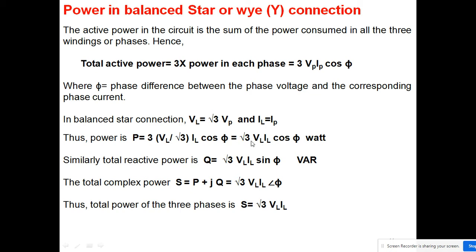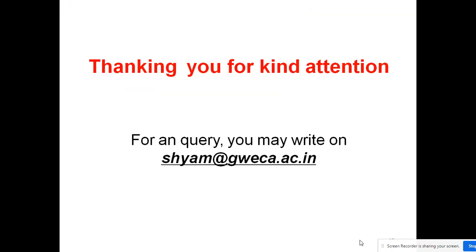So the active power is root 3 VL IL cos phi, and the total reactive power becomes root 3 VL IL sin phi, measured by the voltage and current. Then the complex power is the real power P plus j times the reactive power Q, so the total power of the three phases becomes this. This is the whole story of our balanced three-phase circuit and the power relations between line and phase current and voltage.